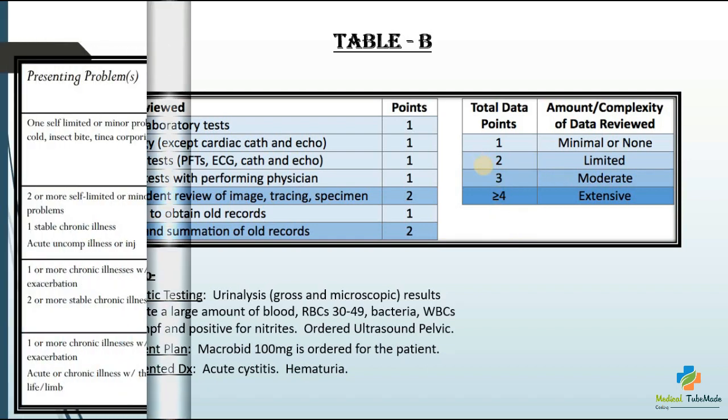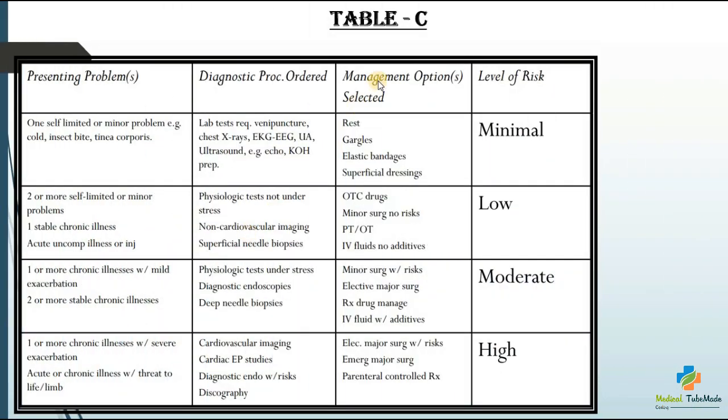So it's very easy. So guys, this is table C. Table C means the risk table. Okay, so here you can see level of risk: minimal, low, moderate, high. High means it's a high risk condition, the highest level, and minimal means it's the lowest level. So I will start from minimal.